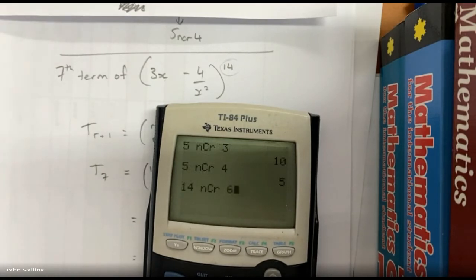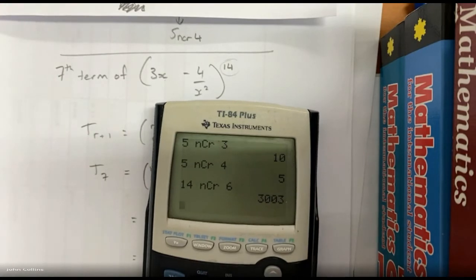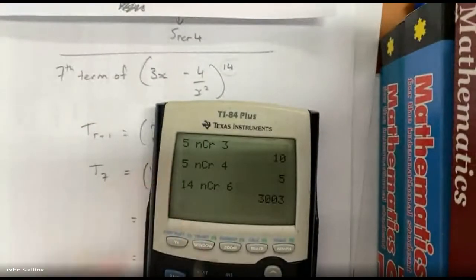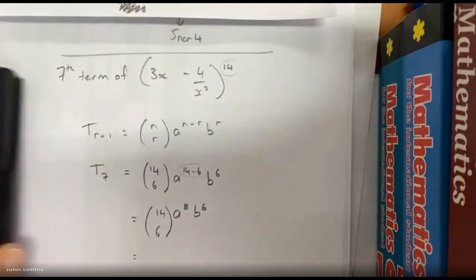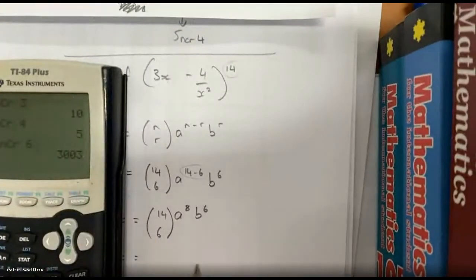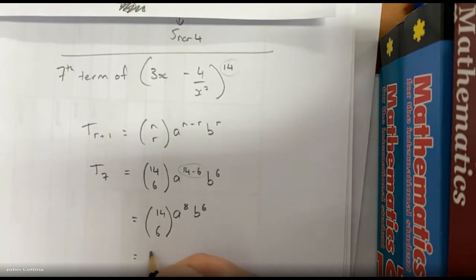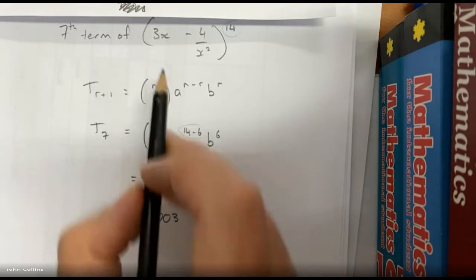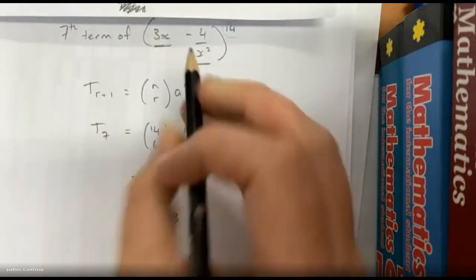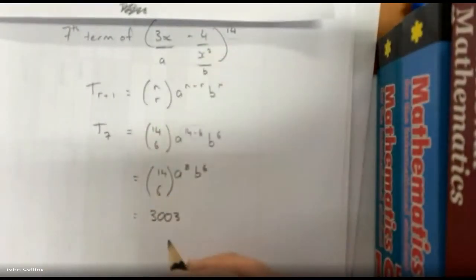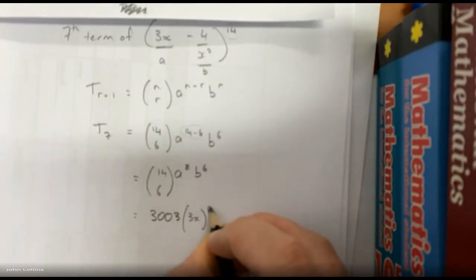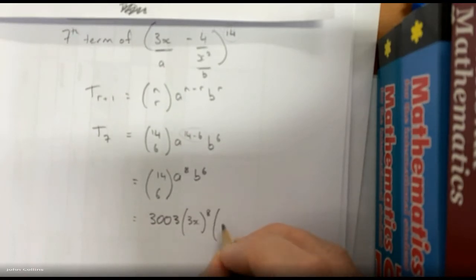14 choose 6 is going to be quite a large number. 3003. Because think of that. That's going to be 14 rows of Pascal's triangle down. That's quite a large number. So 3003 goes instead of 14 choose 6. A has been replaced by, well, that's A and that's B. So A is no longer A, it is 3x to the power of 8. And B is minus 4 over x squared to the power of 6.